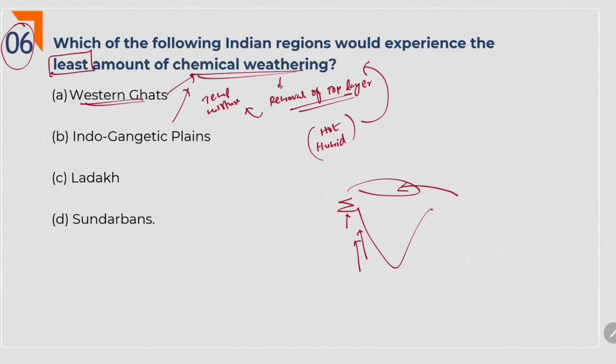And coming to Sundarbans, where is this Sundarbans located? In this West Bengal area. This area experiences high rainfall because it is touched by the southwest monsoon as well as the northeast monsoon. So Sundarbans also experience high rainfall, so it also goes with chemical weathering. Now what is the option remaining? Ladakh. And anyhow, we know that Ladakh is a cold desert. If the area is desert, it can't be humid because it is so dry. So obviously this place experiences the least amount of chemical weathering. Answer is C.